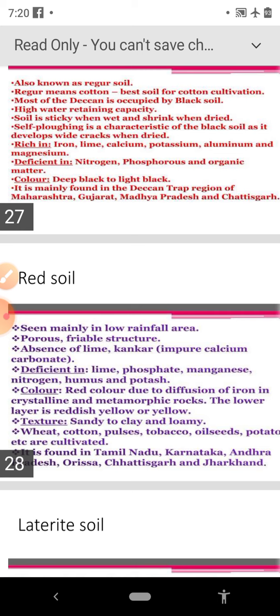After that, regions. This soil is spread on almost the whole of Tamil Nadu, parts of Karnataka, southeast Maharashtra, the eastern part of Andhra Pradesh, Madhya Pradesh, Odisha, and the Chota Nagpur Plateau of Jharkhand. About the laterite soil, we will revise in the next video.